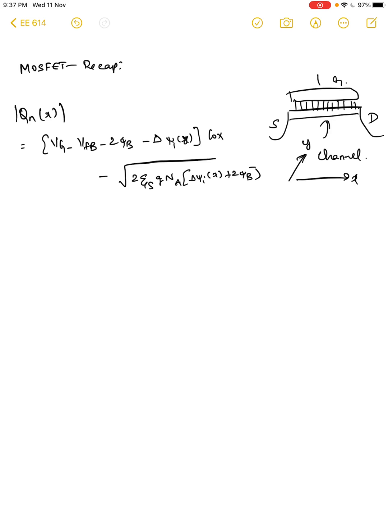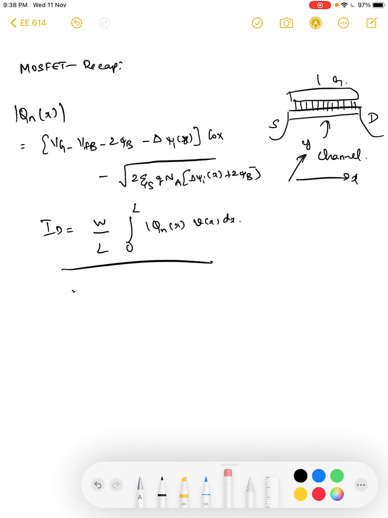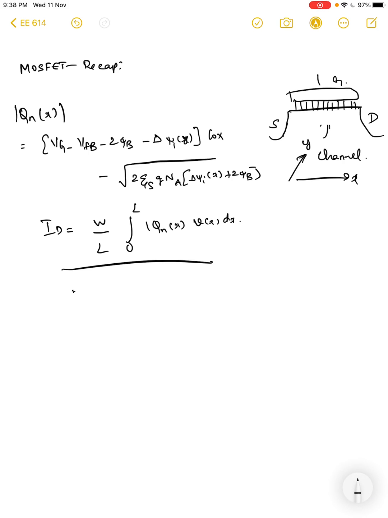So we have this expression for the total charge, and we know that the drain current is written by W by L, integral 0 to L, Q n of x, V of x, dx. So this is an approximation, right? Let's see what this equation basically means. You have a channel which behaves something like this. Instead of the channel being like this, you have a charge distribution like this, right? In the drain side it is smaller, and with more drain voltage it is getting more and more pinched off, right?